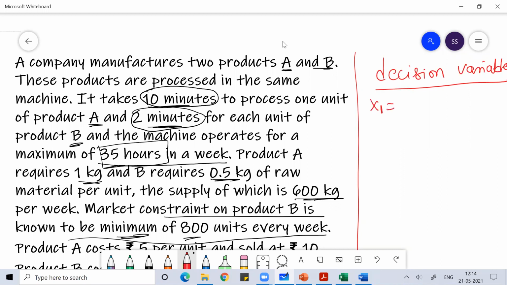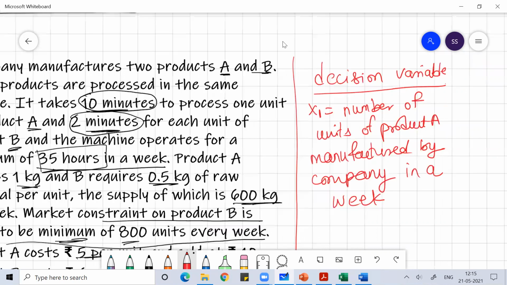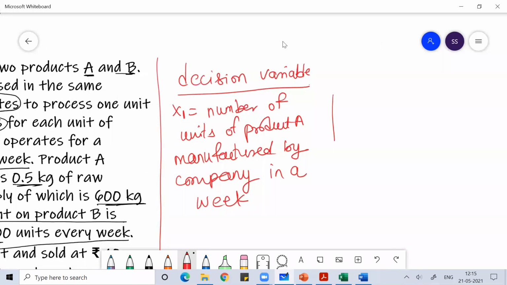What is x1? Let x1 be the number of units of product A manufactured by the company in a week. That is X1. X1 is the number of units of product A manufactured by the company in a week.